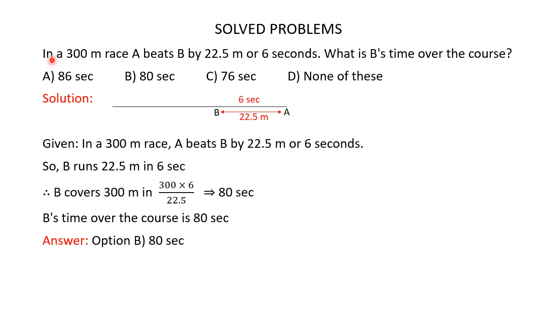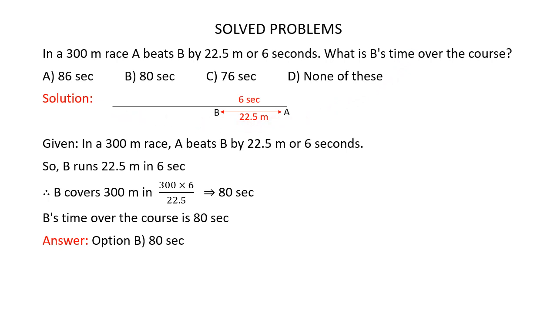In a 300-meter race, A beats B by 22.5 meters or 6 seconds. What is B's time over the course? You are given four options here and you have to find out which of these options is the correct one. Now let's understand the question with the help of a diagram.